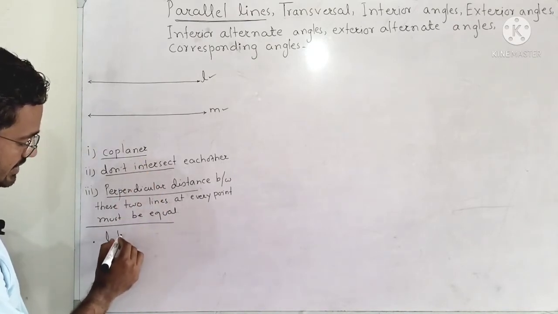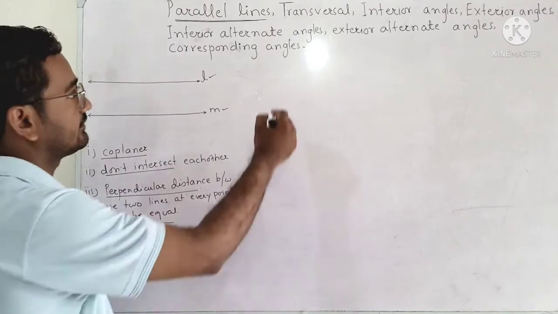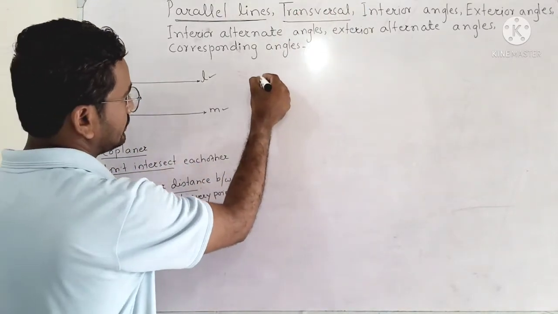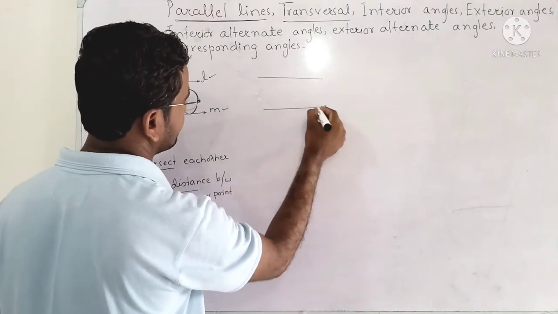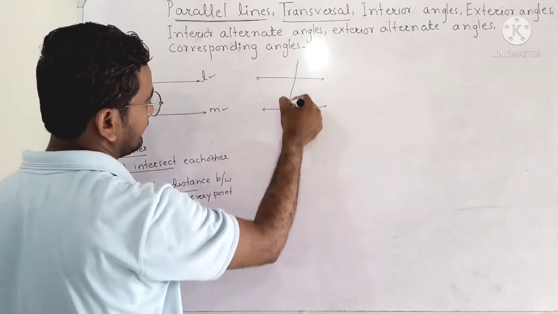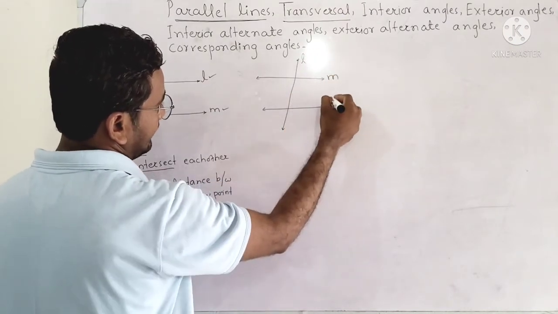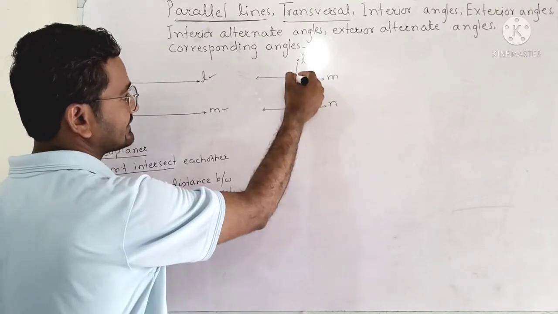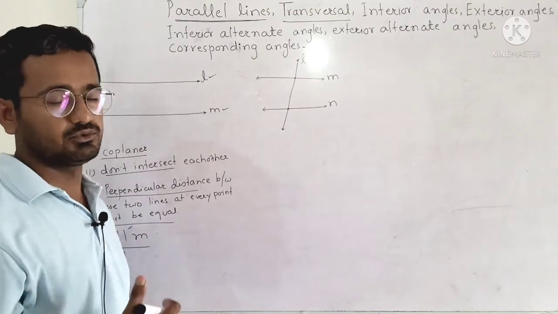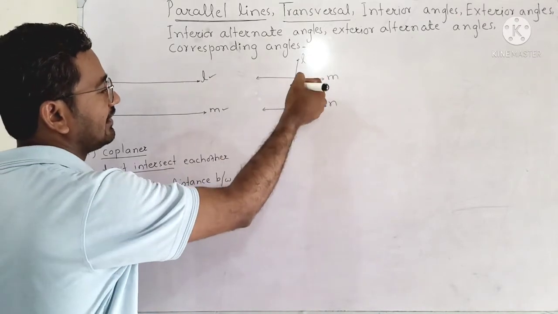So L is parallel to M. This is the symbol of parallel lines. Then transversal. Suppose these are the two parallel lines, also called coplanar lines. Here this is the transversal L, which intersects these two parallel lines. So what is a transversal? A transversal is a line which intersects two or more coplanar lines. So this line is called a transversal.